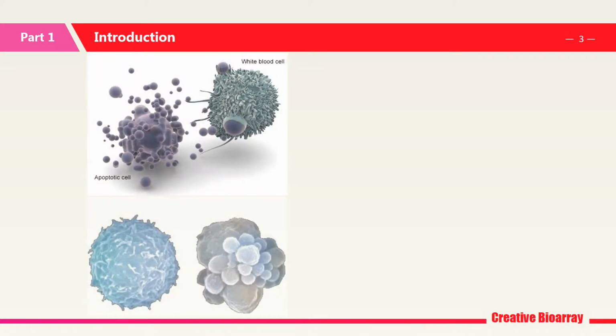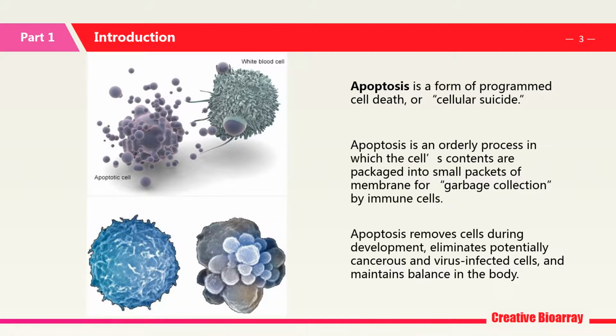Apoptosis is a form of programmed cell death, or cellular suicide. It is different from necrosis, in which cells die due to injury. Apoptosis is an orderly process in which the cell's contents are packaged into small packets of membrane for garbage collection by immune cells.